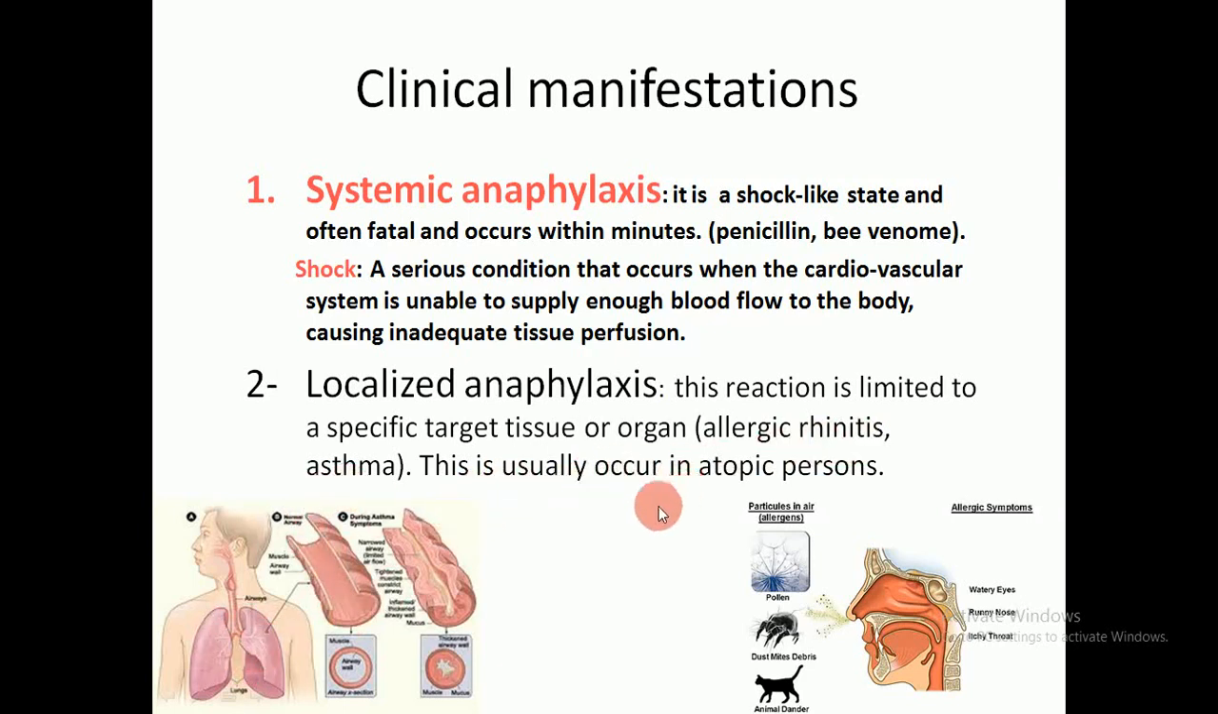And this usually occurs in the atopic person. Usually, type 1 hypersensitivity occurs in atopic persons. What's an atopic person? What do we mean by atopic person?